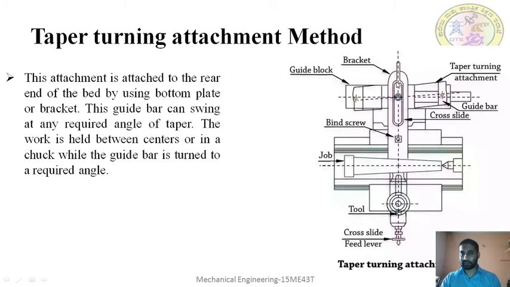So this bracket, which is attached to the cross slide, will move at the required taper angle. Now this bracket is swiveled to a required taper. Now if you move this bracket, what will happen? The tool will move in an angular direction. So let me show how this taper turning attachment method is achieved by a simple video. We'll see it in a simple video.